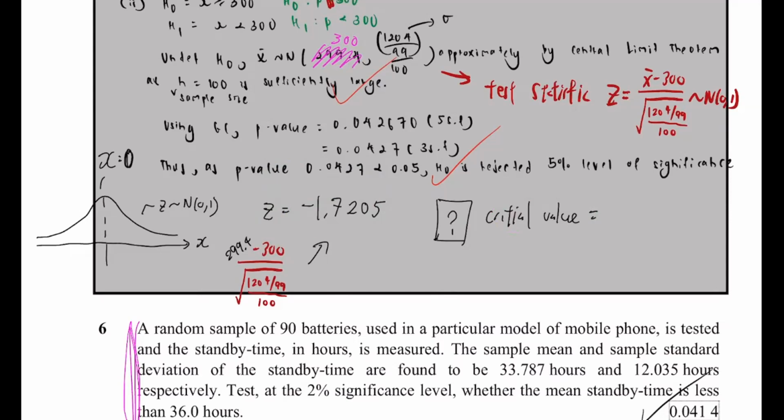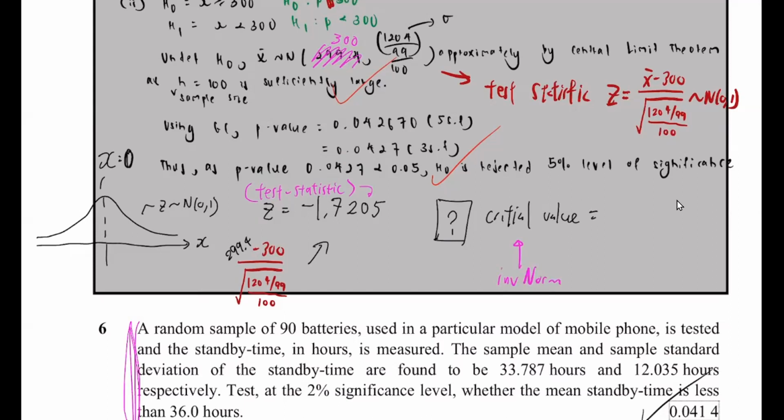The negative 1.7205. No, that is your test statistic, which we calculated already. What do we need for the critical value? What is the critical value? You need to do inverse norm. Inverse norm of, okay.